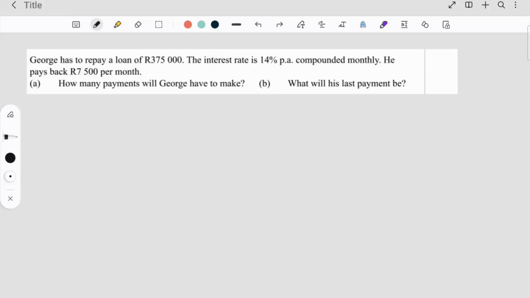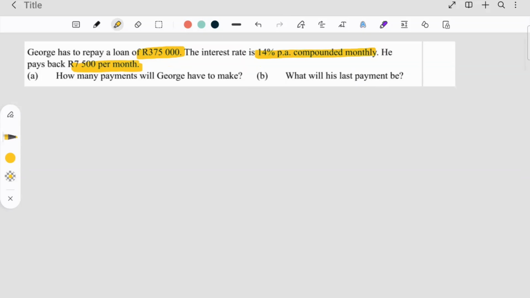Hi, grade 12. Let's look at this example. It says George has to repay a loan of 375,000. Okay, so that is the value of the loan. The interest rate is 14% per annum compounded monthly, and he pays back 7,500 per month. Okay, that's all they give us.